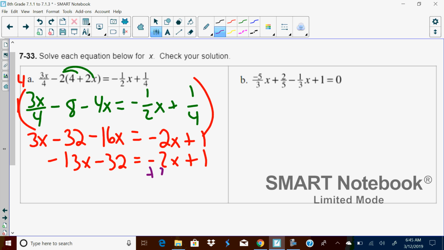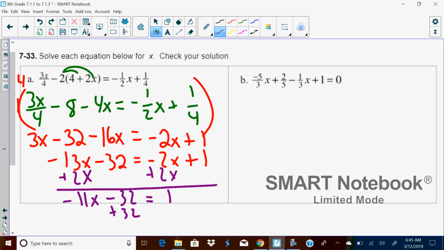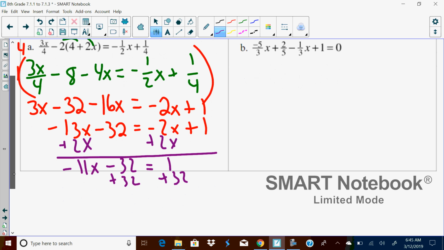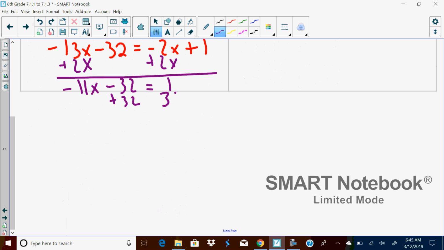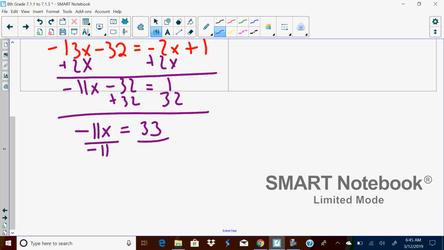So I'm going to add 2x to both sides. So I get negative 11x. Add 32 to both sides. So I end up with a negative 11x equals 33. Divided by negative 11, I get x equals negative 3.